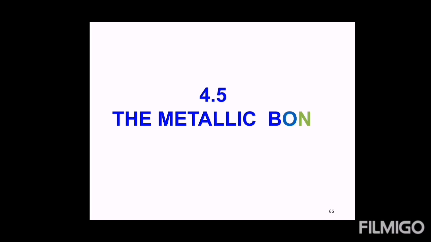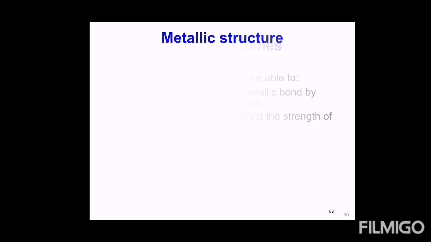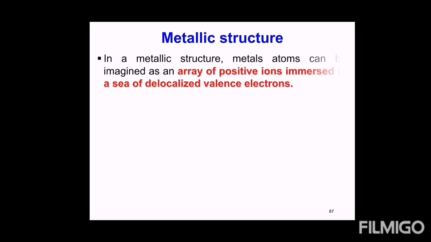And then 4.5, the metallic bond. Alright, so the learning outcomes at the end of this lesson: you should be able to explain the formation of metallic bond by using the electron sea model, and then explain the factors that affect the strength of metallic bond.